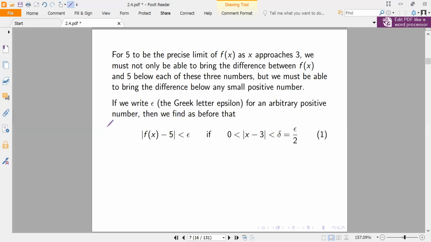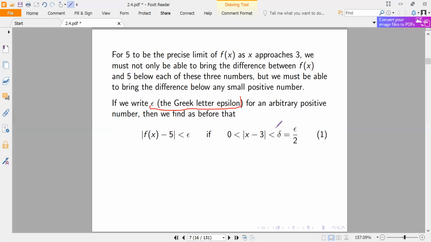Remember we said that if L is a limit, then the difference between f of x and L has to be less than some certain number, and for that to happen, x needs to be very close to some point. So to generalize, we introduce this Greek letter called epsilon. Going back to our question: for the difference between f of x and 5 to be less than epsilon, how close should x be to 3?